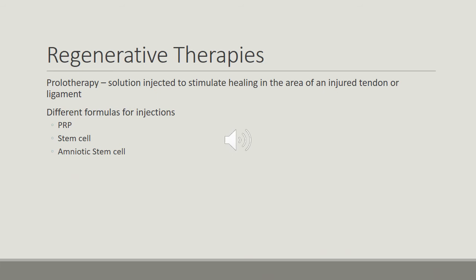So a couple nuggets on regenerative therapies. We have prolotherapy, which is a solution injected to stimulate healing in the area of an injured tendon or ligament, and a few different formulas for injections, whether it's PRP, platelet-rich plasma, a stem cell, or an amniotic stem cell. A lot is going on in this field of research, so I would be up to date within the past 6 to 8 months worth of research, and talk to somebody and see what they've read up on.